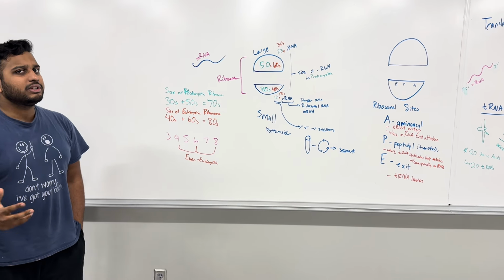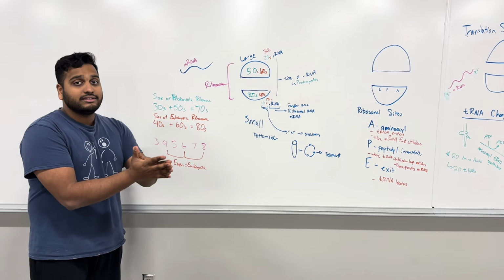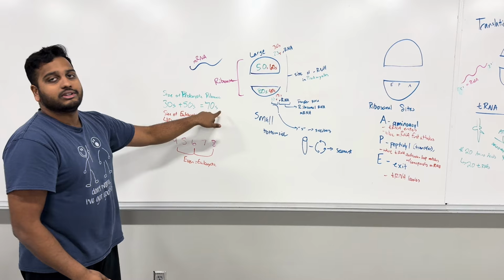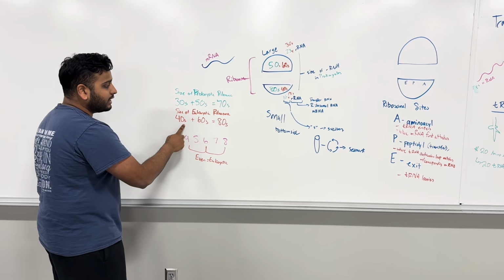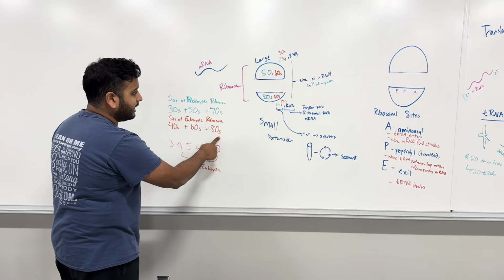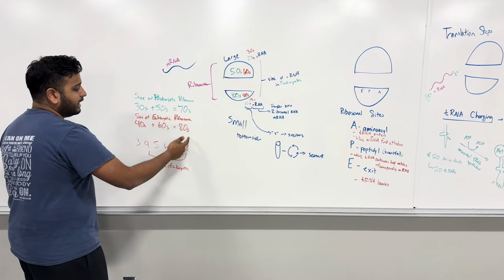But wait, 30 plus 50 doesn't equal 70, it equals 80. However, if we were to put these together and sediment it, it comes out to 70, and that's what that means. The size of the eukaryotic ribosome, we have 40S plus 60S equals 80S. 40 once again being the small subunit, 60 being the large subunit, equaling 80.